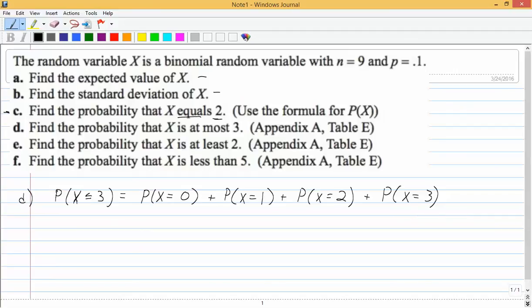So if we do this out by hand without using a table, we use n equals 9, then we would use x equals 0, p equals 0.1, 1 minus p equals 0.9, and we work out the problem like we did earlier. So we'd have to work out one for 0, work out one for 1, work out one for 2, work out one for 3, and then add all of those together. So you can see why it says use Appendix A, Table E, because it actually has values for n equals 9, p equals 0.1.